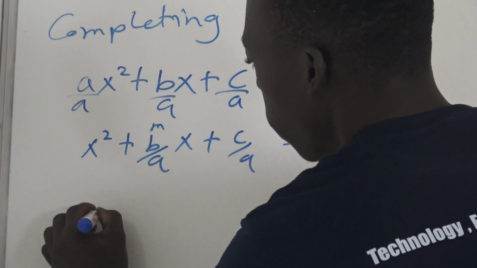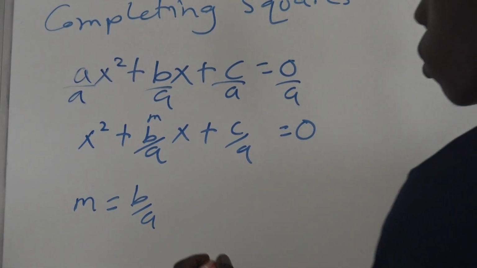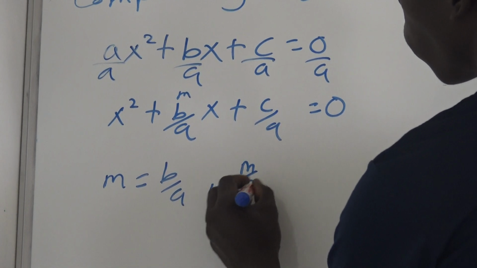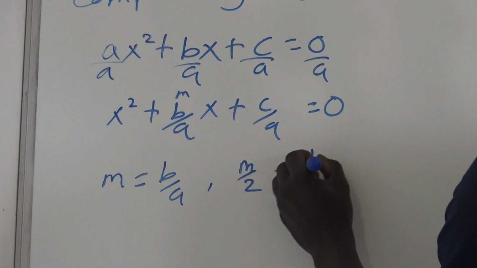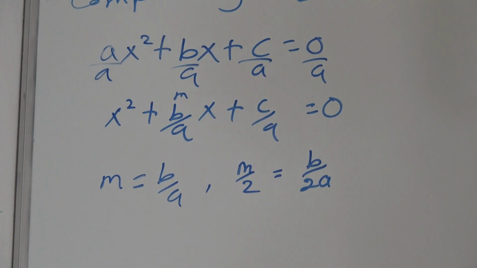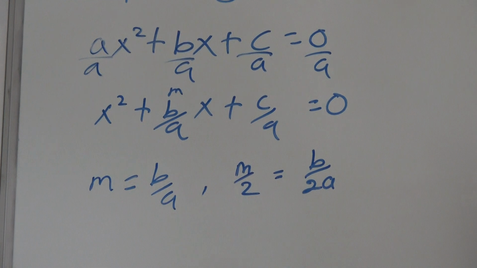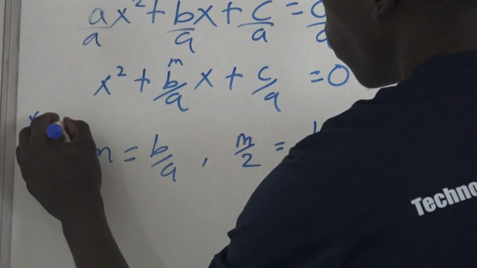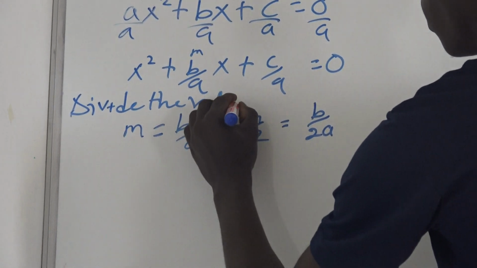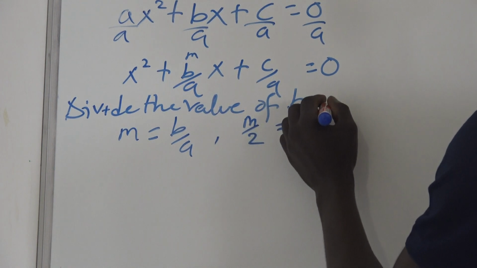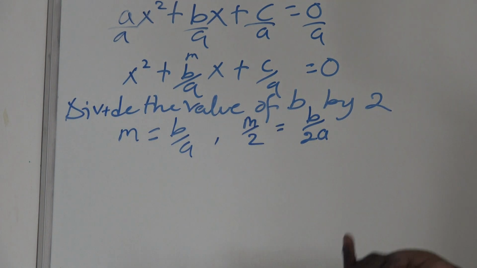So I will say my m equals b out of a. From there I'm going to divide it by 2. So in this case it will be m out of 2. When you divide it by 2, you do the same on this side, so it will be b out of 2a. Let me write it: divide the value of b by 2, or multiply it by a half, which is dividing by 2.